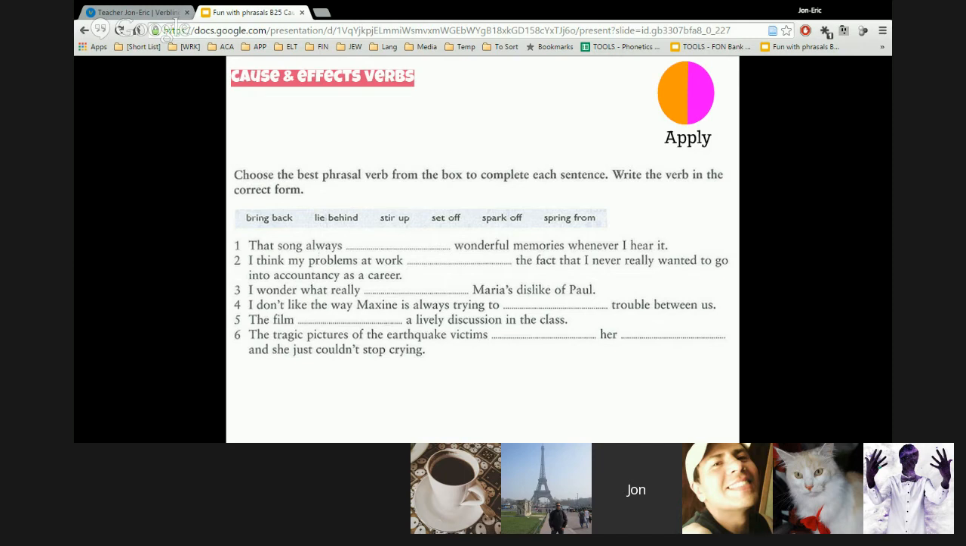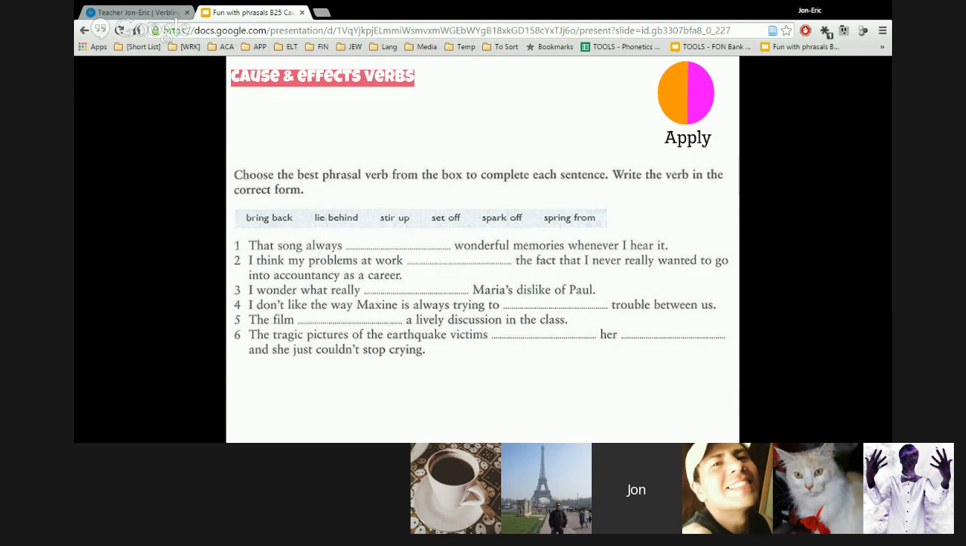Look at 3. I wonder what really blank Maria's dislike of Paul. Now this one is, we want to know the real reason for Maria's dislike of Paul. Maybe Maria says that she doesn't like the way Paul dresses, but we're suspicious. We think there's another reason. Lie behind. Lies. Okay, so say the whole sentence. I wonder what really lies behind Maria's dislike of Paul. Right. It means that there must be a hidden reason for it.